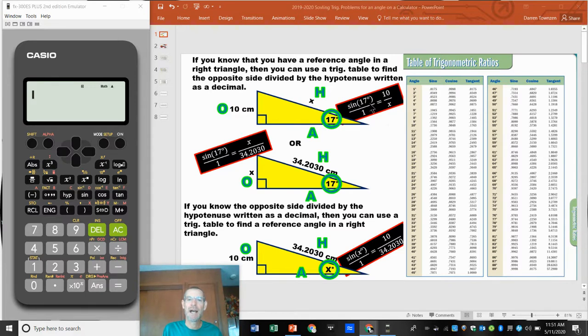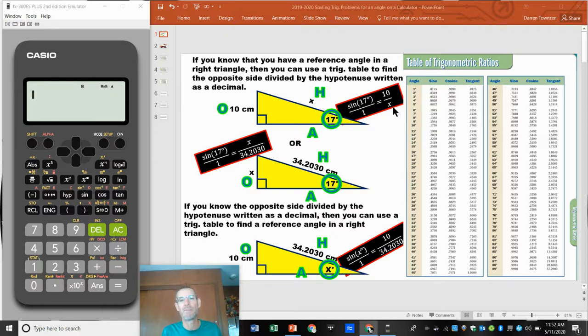So in this case, I know the reference angle is 17, and I know that there is only one possible combination of opposite over hypotenuse that goes with a 17-degree angle. And I can find out the decimal version of that opposite divided by hypotenuse by looking at the trig table. So if I look at 17 degrees, I know that the opposite over hypotenuse is 0.2924. So 0.2924 is going to equal 10 divided by whatever my hypotenuse is. And I can solve that equation to find that.